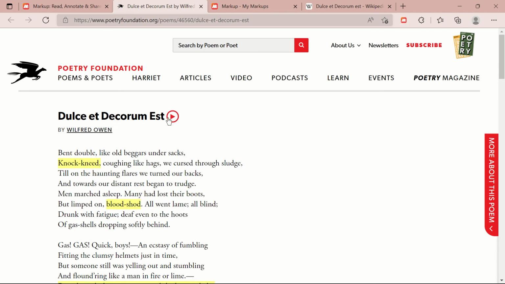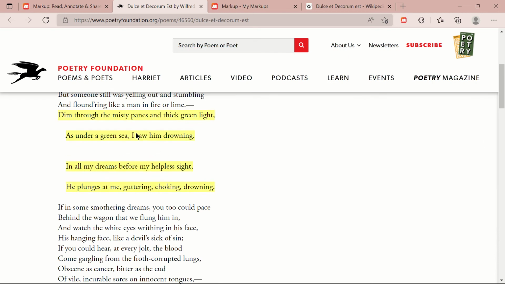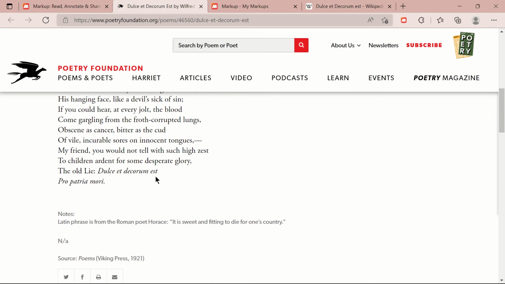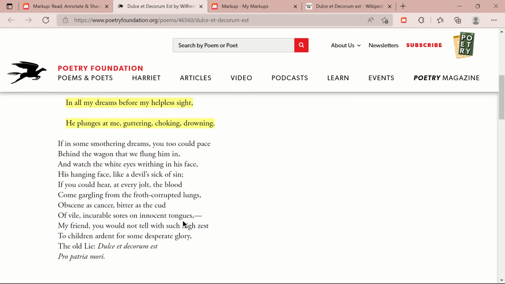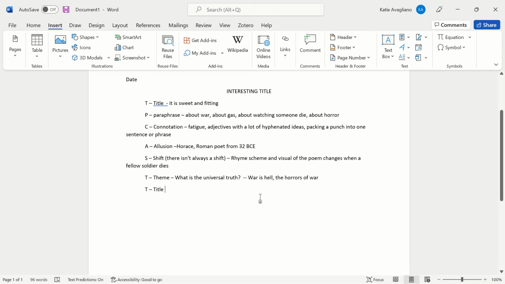Dulce et decorum est. So now I know that I've read through the whole poem that this line also appears at the very end. Dulce et decorum est pro patria mori. And he calls it, my friend, you would not tell with such high zest to children ardent for some desperate glory the old lie. Dulce et decorum est pro patria mori. And so I think that the reason why he uses that as the title is because it's like sort of the thesis of the poem, if poems were to have thesis statements. So his thesis statement is that it is not sweet and fitting to die for one's country because it is a lie.